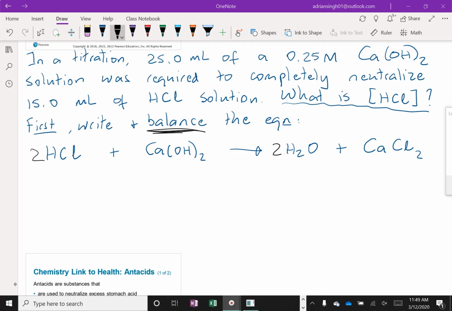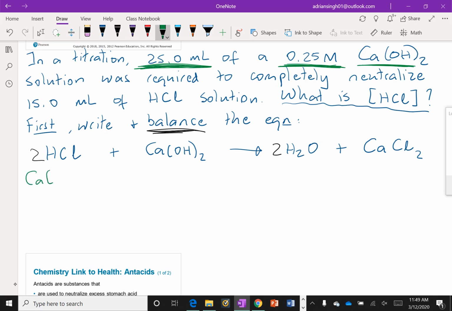Okay, so once we have our balanced equation, then we can go ahead and make some sense of the numbers that were provided. You want to start with the thing that you're given the most information about, which in this case is the calcium hydroxide. We're told that we have 25 milliliters of it. That's how much we used, and we know its concentration.